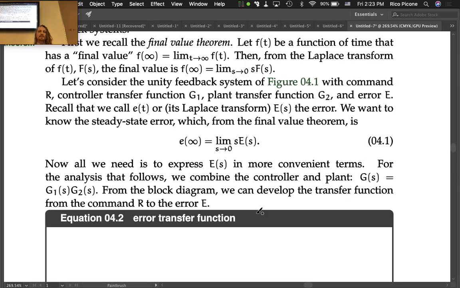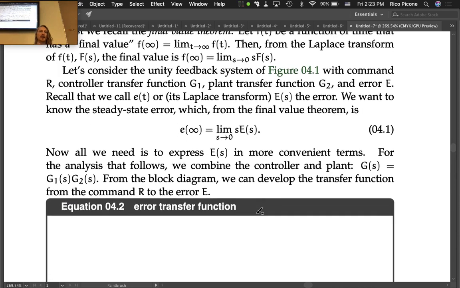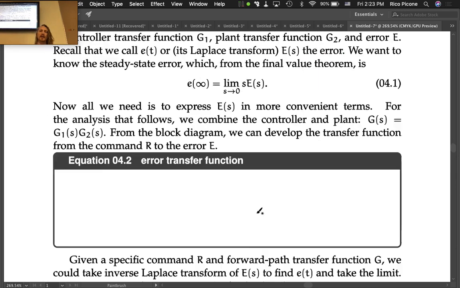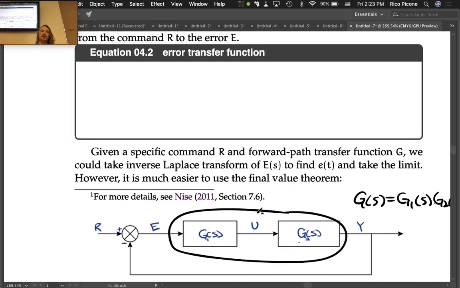From the block diagram, we can develop the transfer function from the command R to the error E. So let's just do our usual thing where we interpret the block diagram as an algebraic description of the control system. The summing junction always gives us an equality: E is equal to R minus Y. These are all in the Laplace domain, they're all functions of S. I don't want to keep putting of S, it just clouds the notation. So E equals R minus Y, and that was this summing junction.